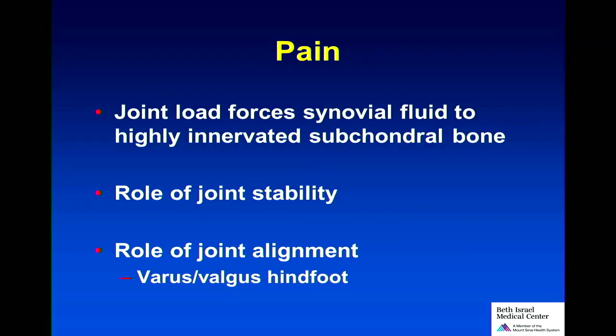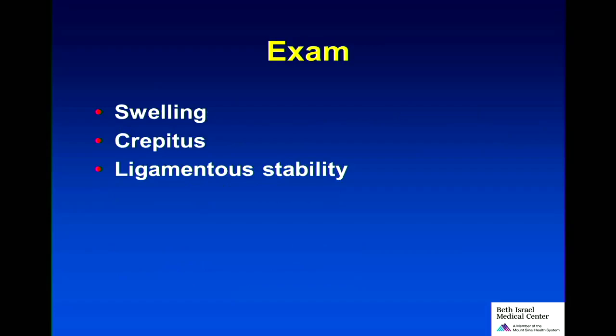Why do these patients have pain? It's thought that the joint load forces synovial fluid to the highly innervated subchondral bone. There's certainly a role of joint instability and joint alignment in these patients as well. It's not an uncommon clinical situation for a patient to have an asymptomatic osteochondral lesion, then have an ankle sprain or a new onset of instability, and then become symptomatic. And certainly the varus or valgus alignment of the heel can contribute to loading the medial or lateral talus and produce symptoms as well in these lesions.